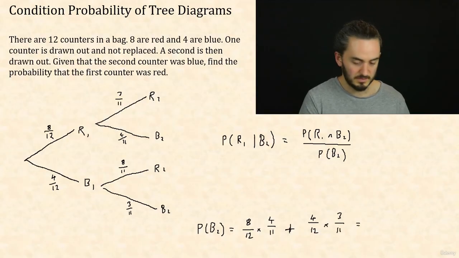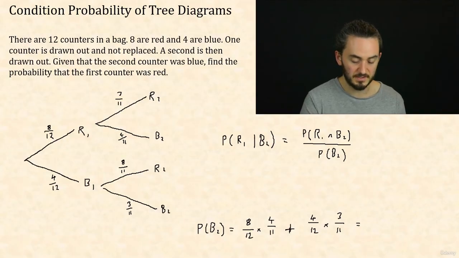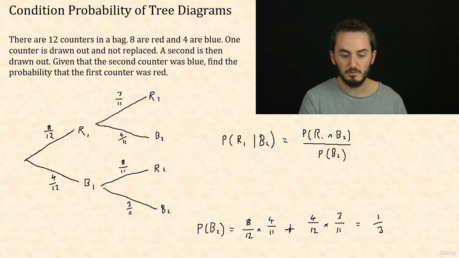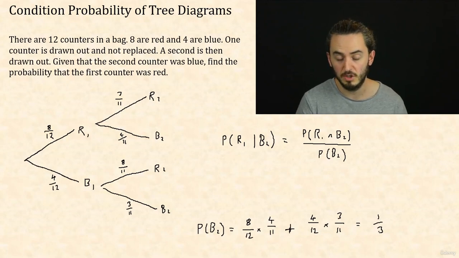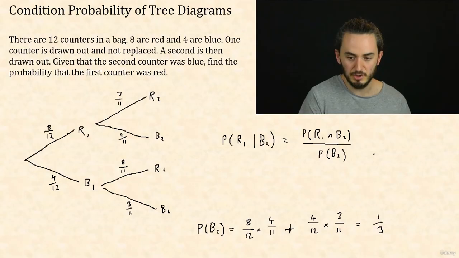So let's smash all of that into the calculator. 8/12ths times 4/11ths plus 4/12ths times 3/11ths, and that gets us 1/3. So the probability that the second counter was blue is 1/3. So that's the denominator here. It's definitely going to be divided by 1/3.